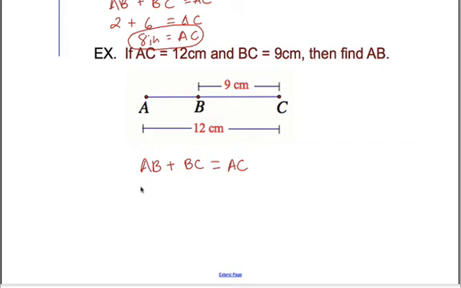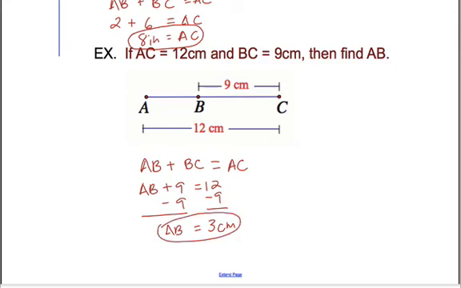And now let's fill in what we know. We don't know the length of AB, so let's leave that as the length of AB. We do know the length of BC is 9, and we know the length of AC is 12. So AB is my unknown. I'll subtract 9 from both sides. And so that means, of course, that the length of AB is 12 minus 9, or 3 centimeters, because in this problem we were working in centimeters. Great.